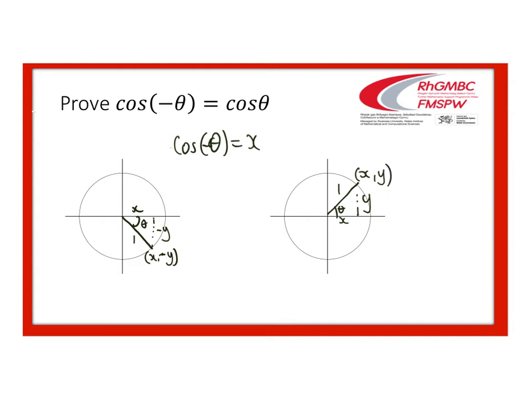If I then was to use that first quadrant acute angle triangle to see what cos theta is equal to, we know cos theta is equal to x, so therefore we get cos of minus theta is equal to cos theta as required.